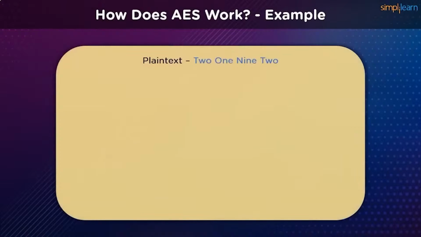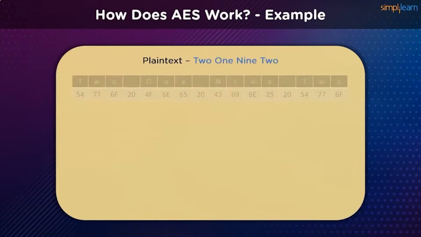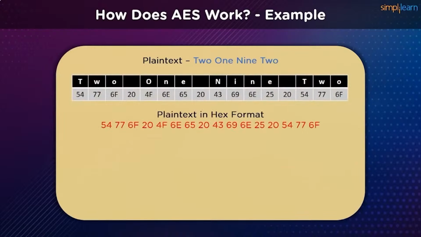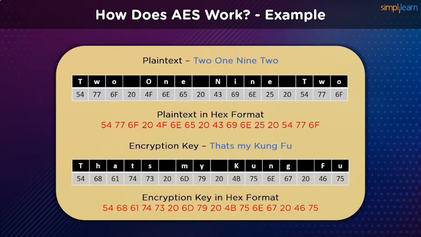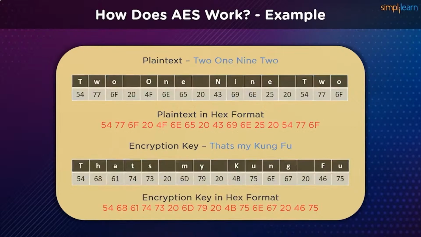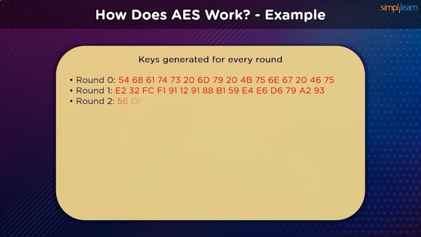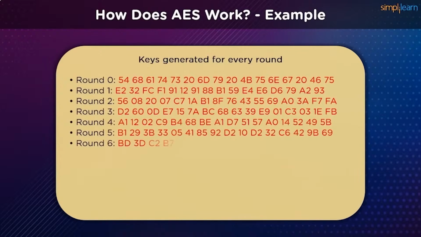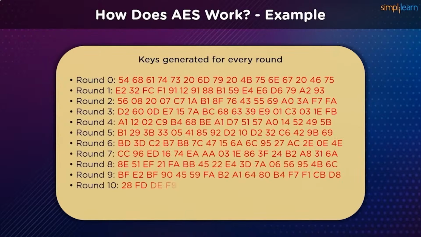Let's take an example to understand how all these processes work. If our plaintext is the string 2192, we first convert it into a hexadecimal format as follows. We use an encryption key which is "that's my kung fu", and it is converted into a hexadecimal format as well. As per the guidelines, we use a single key which is then later expanded into n+1 keys, in which case it's supposed to be 11 keys for 10 different rounds.